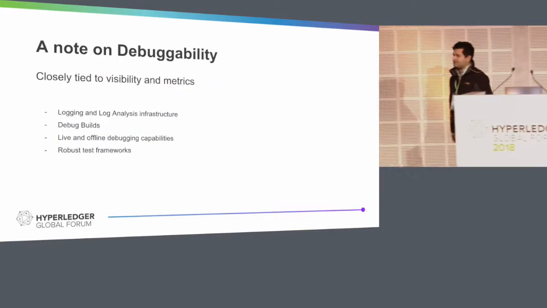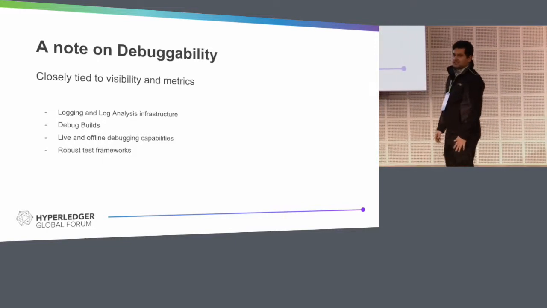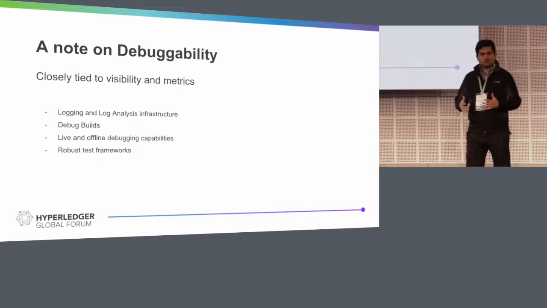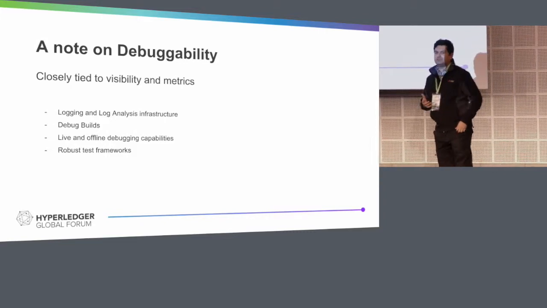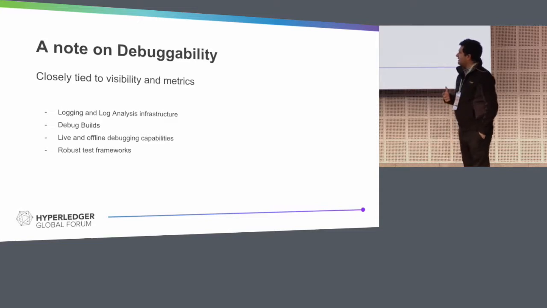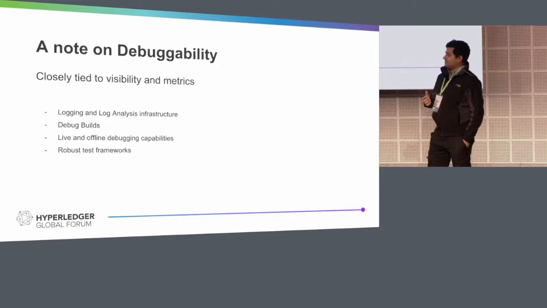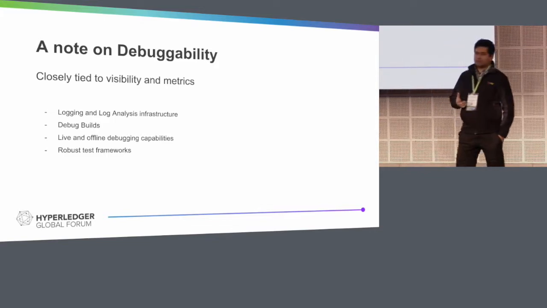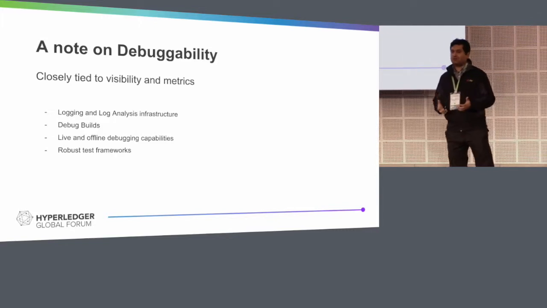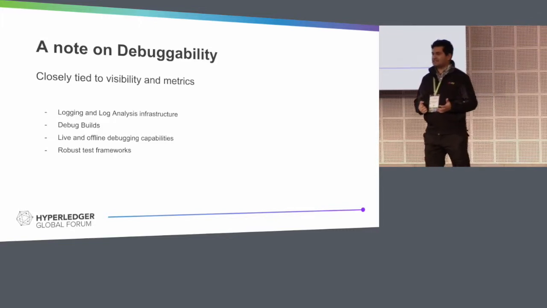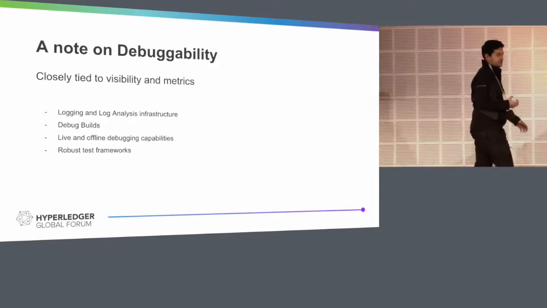So in this context, let's also make a small note on debuggability. Now, debuggability is actually closely tied traditionally to visibility and metrics. This includes having the ability to have debug builds, having the ability to do live and offline debugging using those builds, having robust test frameworks, and also logging. Logging is actually very underrated. It's very powerful. You can get a lot of insights using logging through log analytics. So you need to also prepare to have a very powerful and robust framework for that.